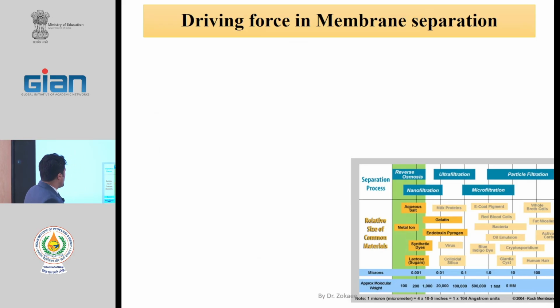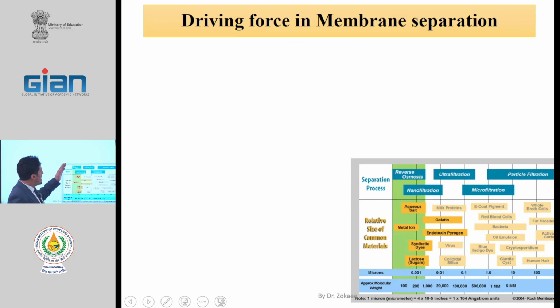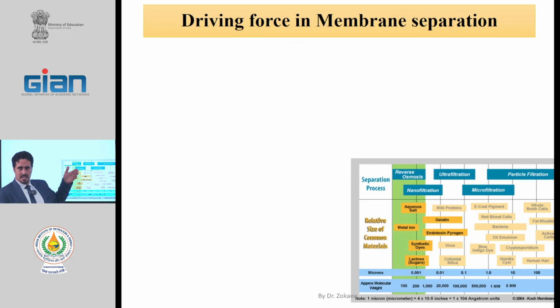But going from right to left, microfiltration, UF, NF, and RO, we need high pressure, and high pressure means high energy. Therefore, the energy consumption of RO is much higher than MF. In MF, we use 1 bar pressure, but in reverse osmosis, we use 30 bar. Also, the flux of MF is much higher than RO.